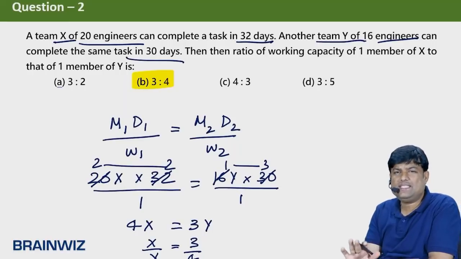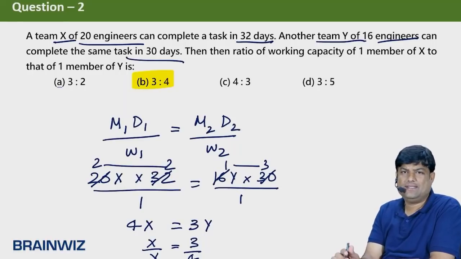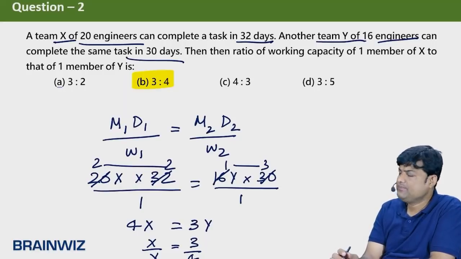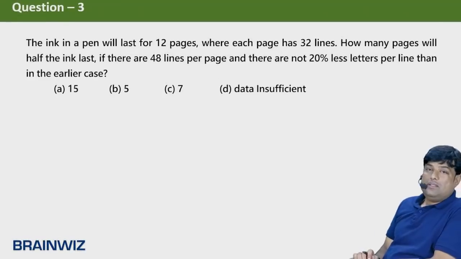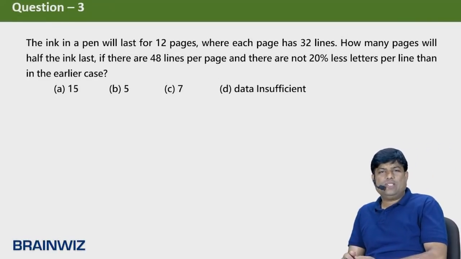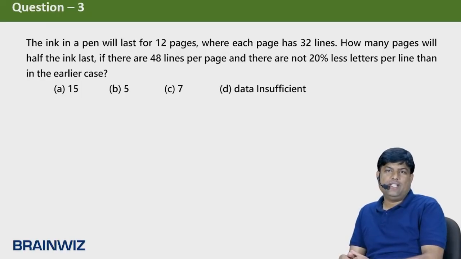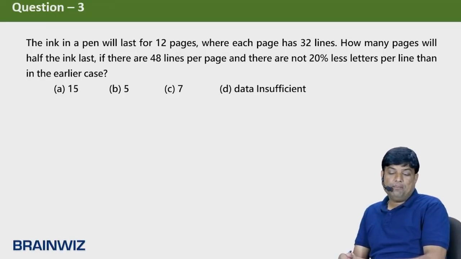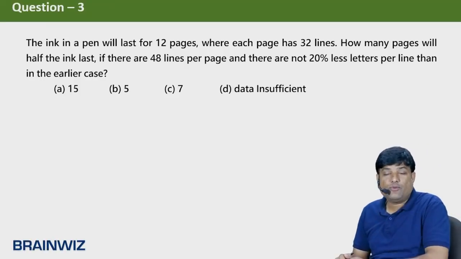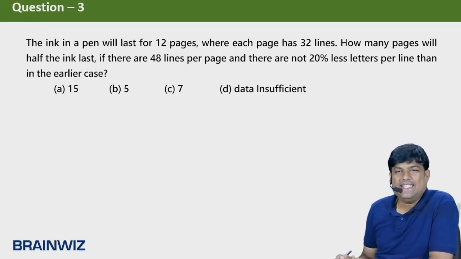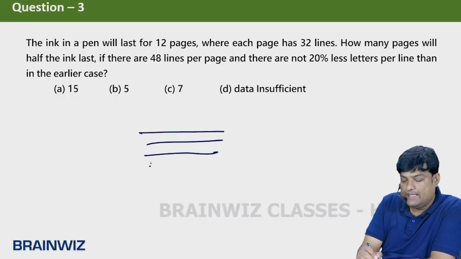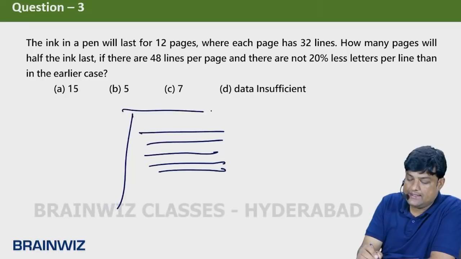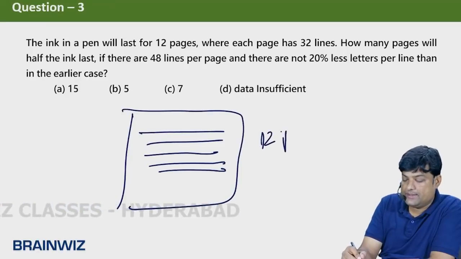So students, in this way, we can create the questions. Okay. Now, let's go for the next question, which is on the screen now. You can see that this question was again asked in January of 2020. He said that the ink in a pen will last for 12 pages, where each page has 32 lines. 32 lines are there for each page, and like this, we have 12 pages.